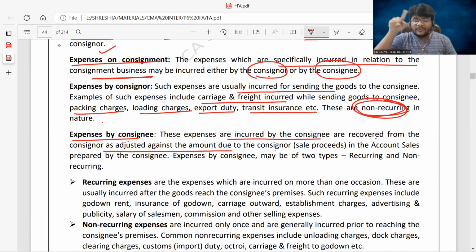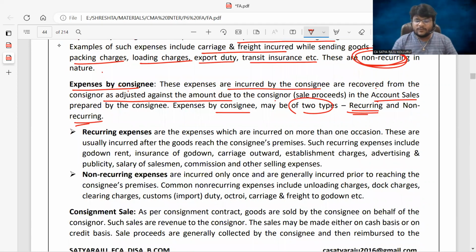These are all the expenses incurred by the consignee, ultimately reduced from the sale proceeds, and only the net sale proceeds he will ultimately send to the consignor. Such information is clearly represented in the account sales. Expenses by the consignee may be of two types, recurring and non-recurring. What is the meaning of recurring expense?